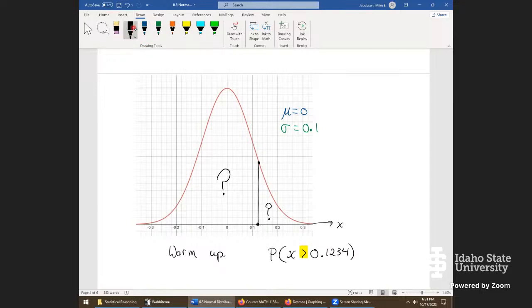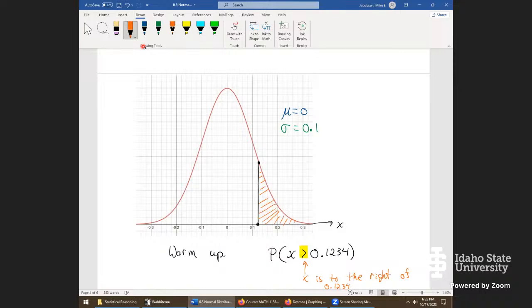So let's put here, just as a quick note, x is to the right of 0.1234. That means we'll shade to the right of that value. So we can take off these question marks, and here's the shading. Kind of low effort, but just enough so that we know which region we need.